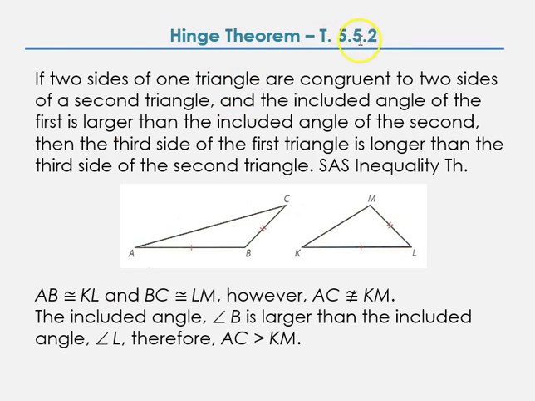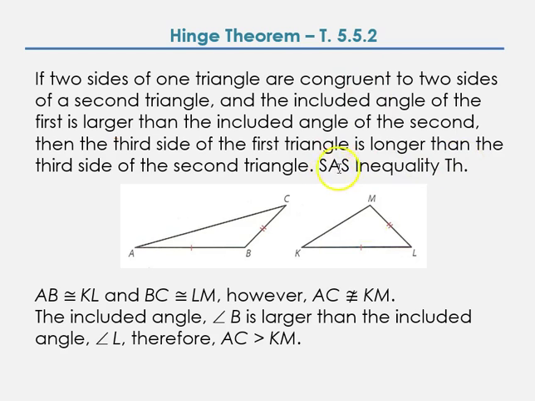This is theorem 5.5.2. If two sides of one triangle are congruent to two sides of a second triangle, and the included angle of the first is larger than the included angle of the second, then the third side of the first triangle is longer than the third side of the second triangle. This theorem is also known as the side-angle-side inequality theorem.